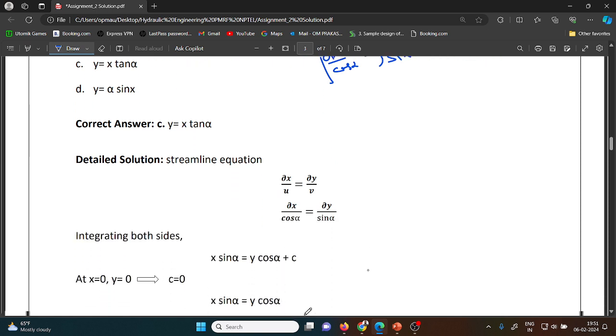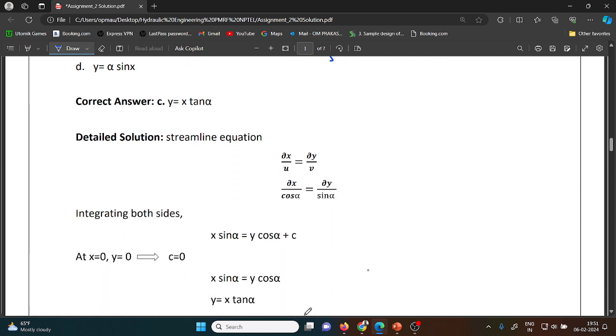The equation of a streamline, after integration on both sides, you will get this. For calculating c you will use the boundary condition given, x is equal to 0 and y is equal to 0, so c is equal to 0. If c is equal to 0, then only x sin alpha and y cos alpha remain. So y is equal to x sin alpha by cos alpha, and sin by cos is tan.